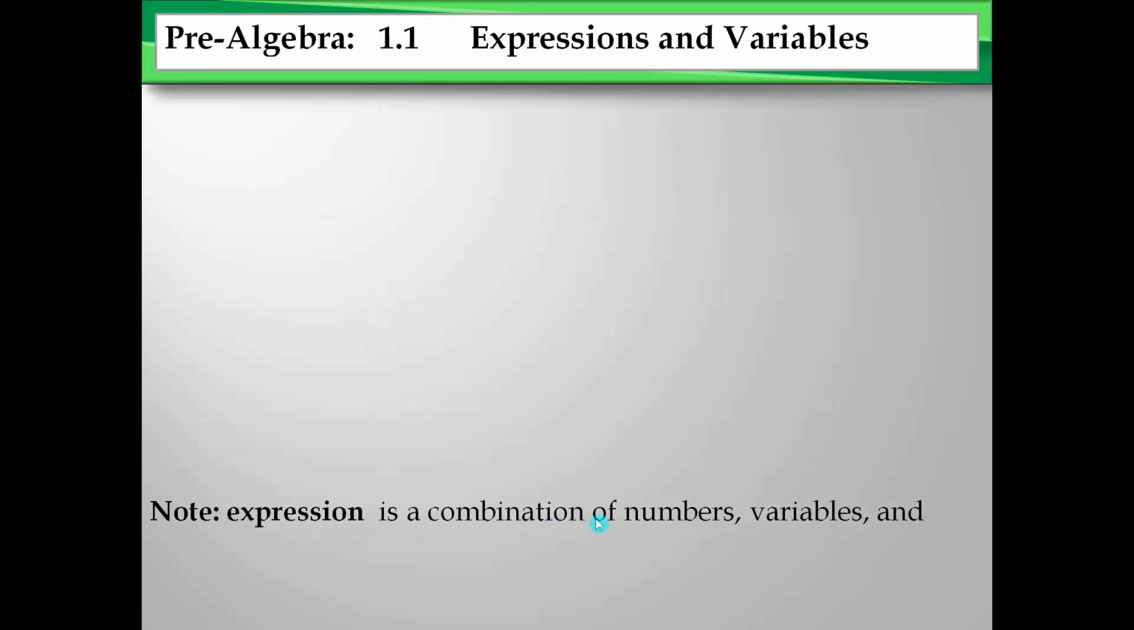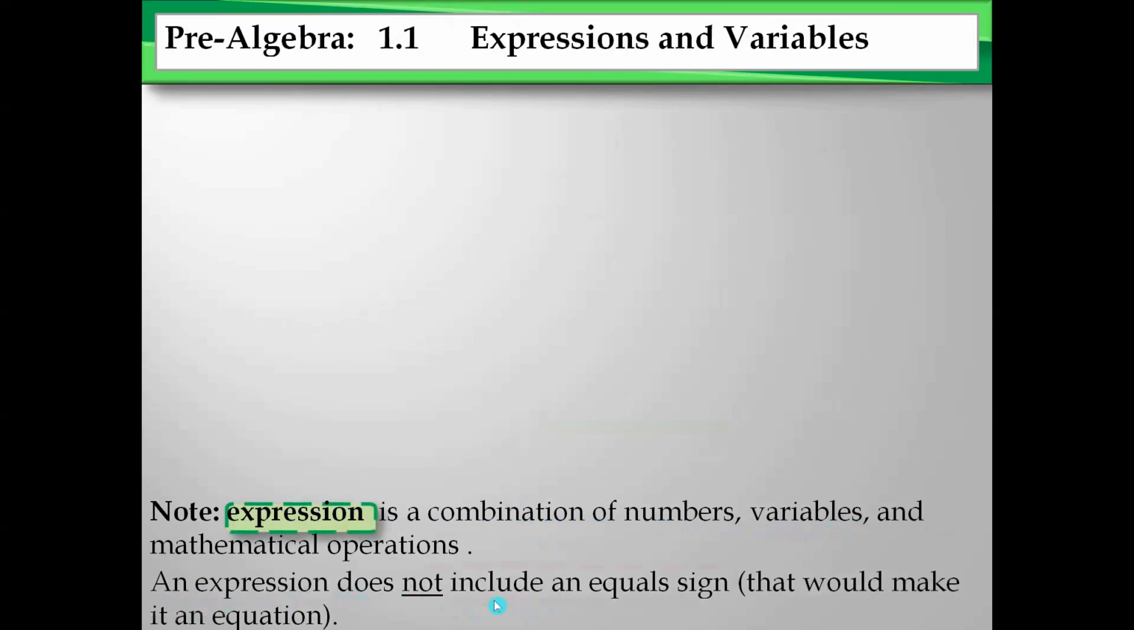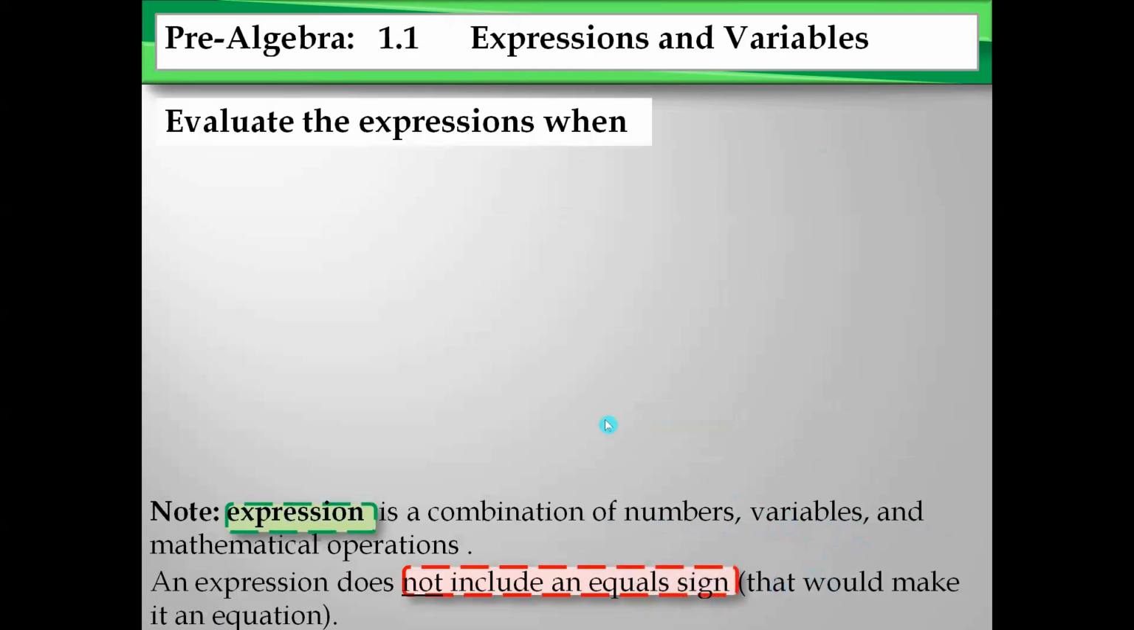Here we go again. We're going to work with expressions and variables. Note, an expression is a combination of numbers, variables, and mathematical operations that are typically separated by addition and subtraction symbols. An expression does not include any equal sign that would make it an equation. We want to evaluate an expression when x equals 9 and when y equals 1.5.